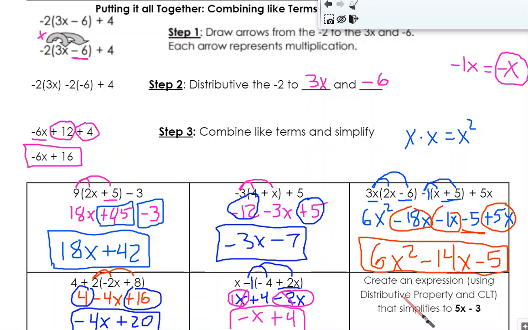Okay? All right, so we have a challenge for you. I want you to create an expression using the distributive property and combining like terms that simplifies to 5x minus 3. Try and come up with one of your own, like a starting problem, like this right here, where the answer is going to be 5x minus 3. Okay? In class, we'll go over some of your guys' answers there and see who did a good job with that. All right, so that's your challenge to finish your notes. Once you finish with that, show it to a teacher, see how you did.